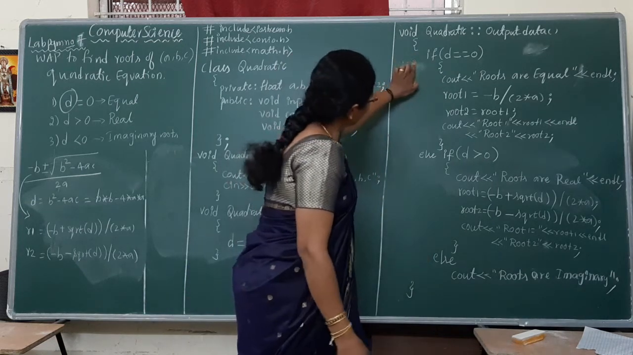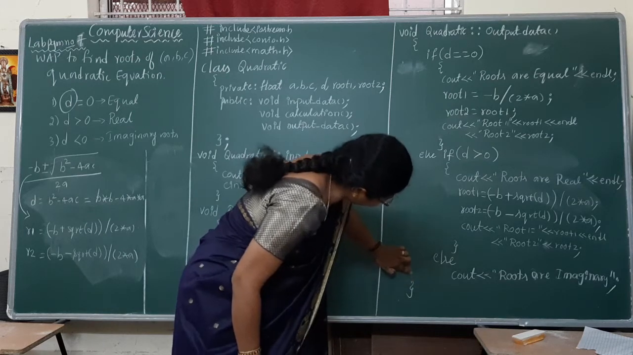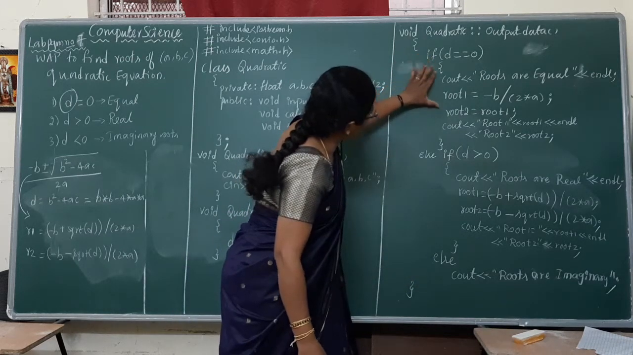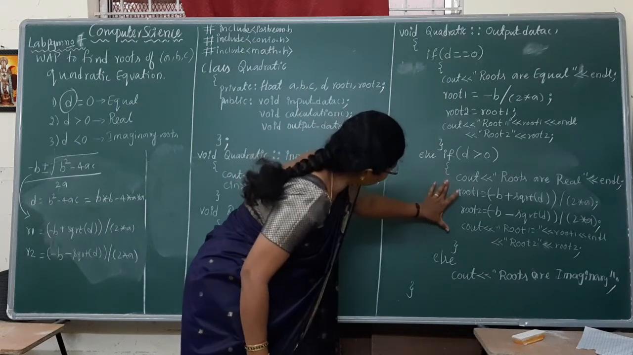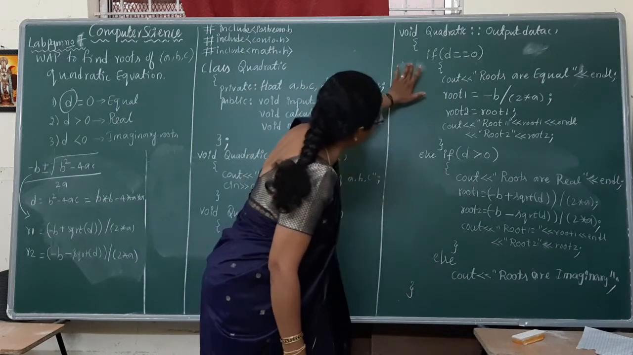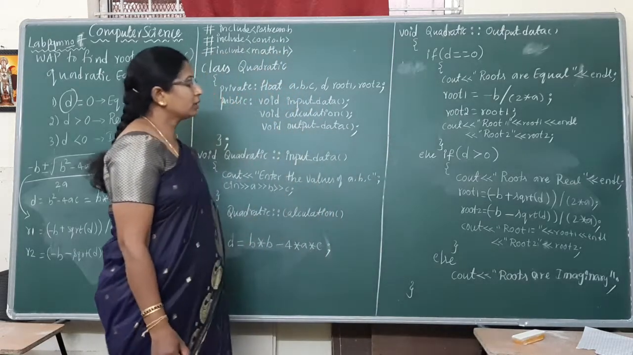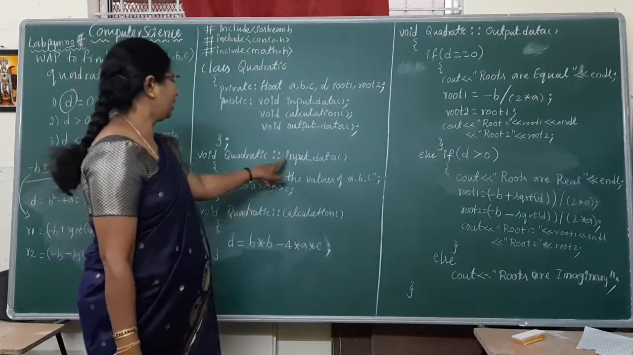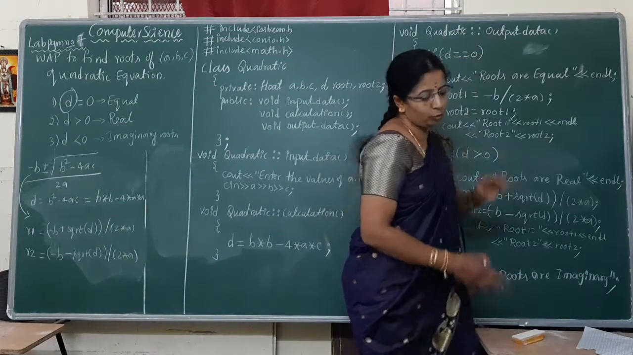See, I am writing it horizontally, but you need to write vertically, that means the lines have to match. These blocks should be inside. This is one block, this is one block. Follow the blocks properly while copying. Did you get it, students? So we did input, we did calculation, and we did the output part.